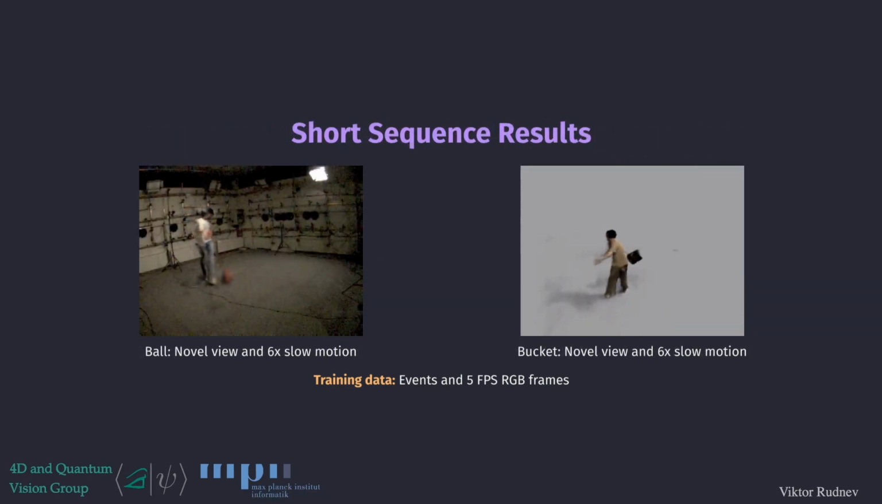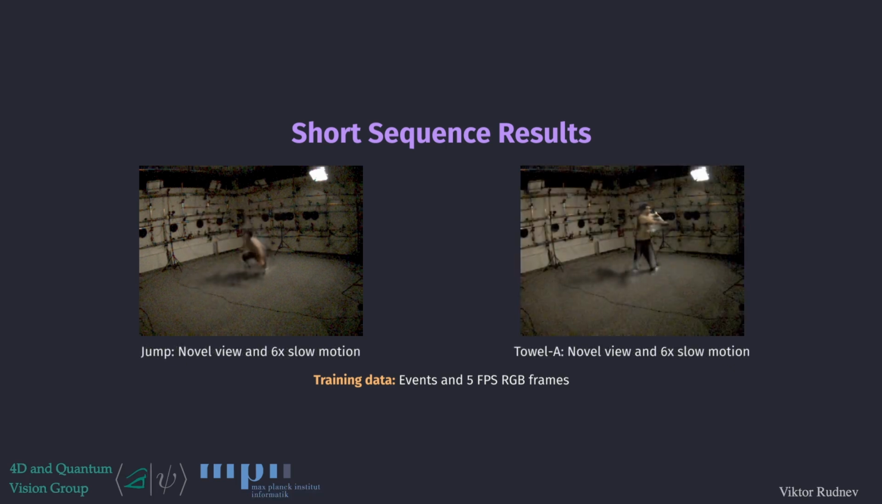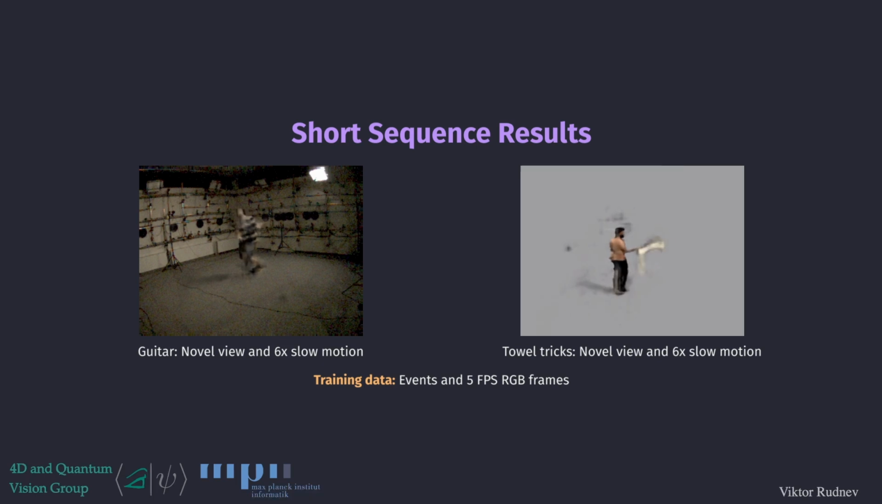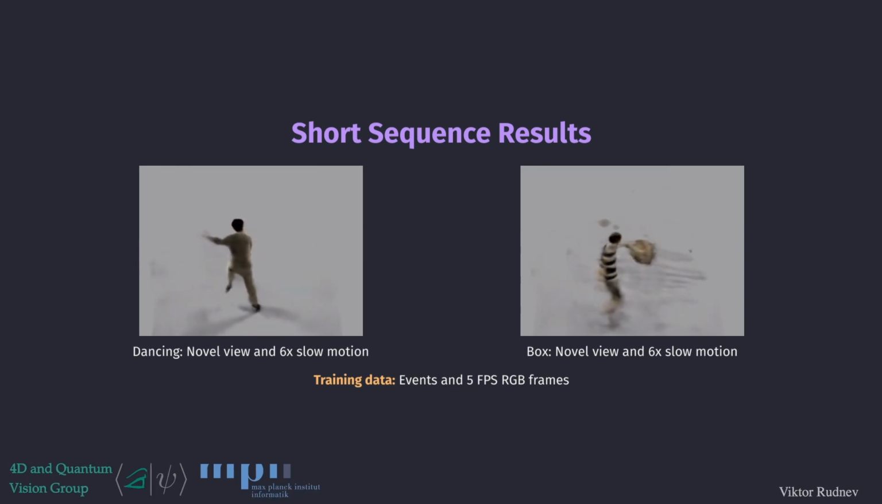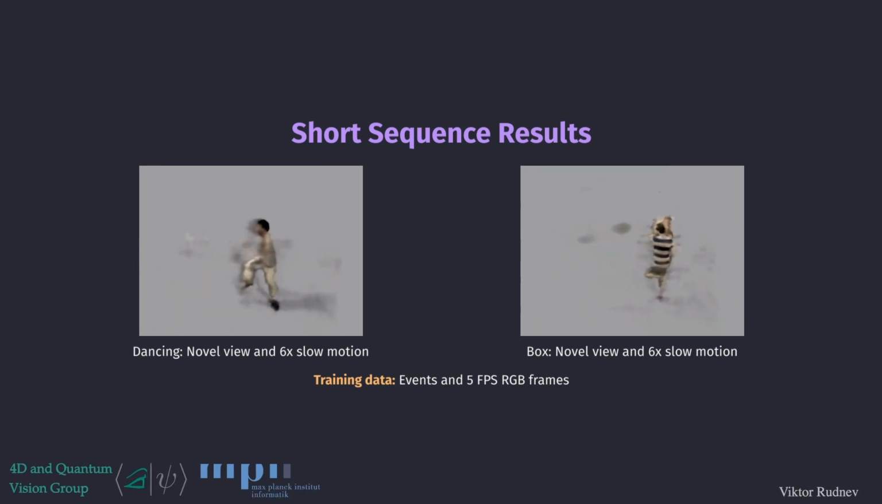Now we show various short sequence results. Small objects, ball and bucket. Large deformations, jump and towel A. Thin structures, guitar and towel tricks. Large and fast natural motions, dancing and towel tricks.